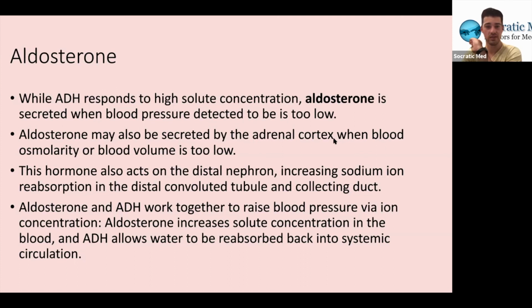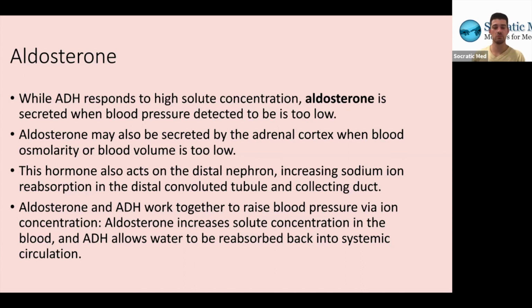So like I said, when blood osmolarity or blood volume is too low, aldosterone can be secreted. It's also a part of the Renin-Angiotensin System, which we'll talk about in another couple of slides, which is another really pretty high yield thing on the MCAT. The hormone also acts on the distal nephron, just like a lot of the other hormones. But aldosterone, instead of increasing water uptake like antidiuretic hormone does, increases sodium reabsorption in the distal convoluted tubule and the collecting duct. So aldosterone and ADH work together to raise the blood pressure via ion concentration.